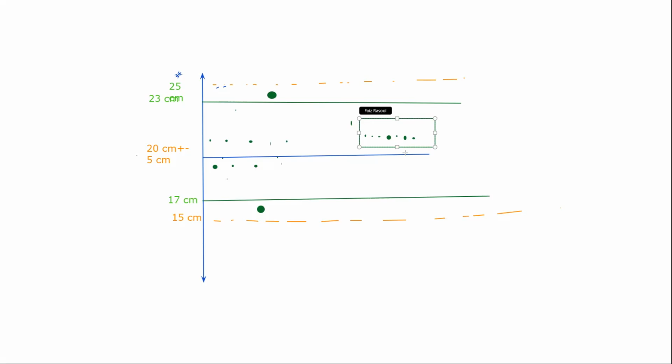Okay. So we need to investigate why we are getting the values on one side of our mean. Is there any issue? Is there any precision issue? Or is there any accuracy issue? What's the problem? So that's how we use our control chart.